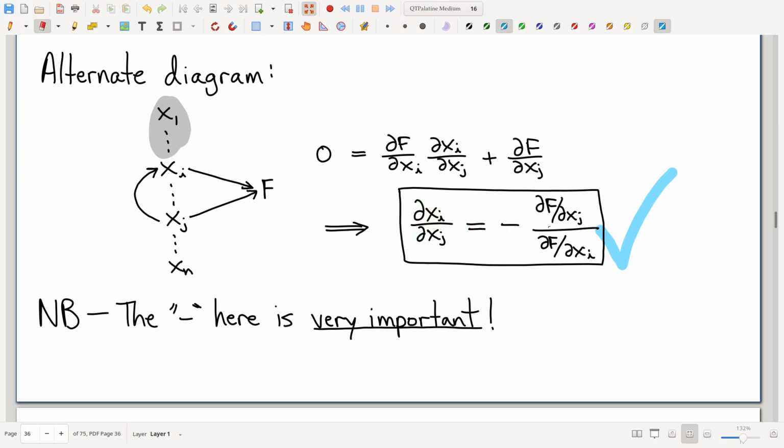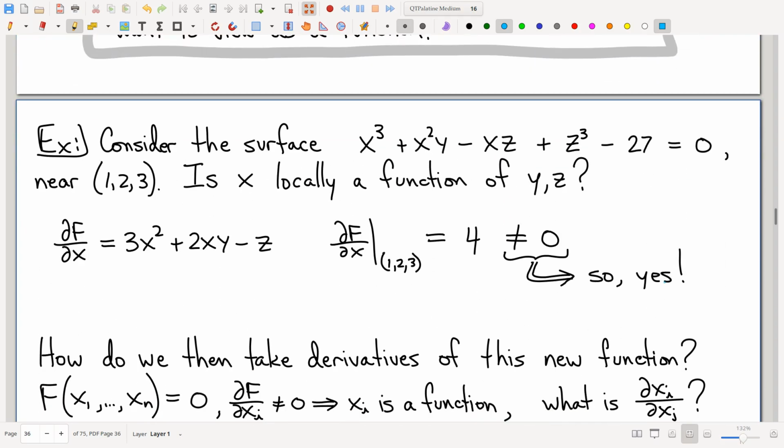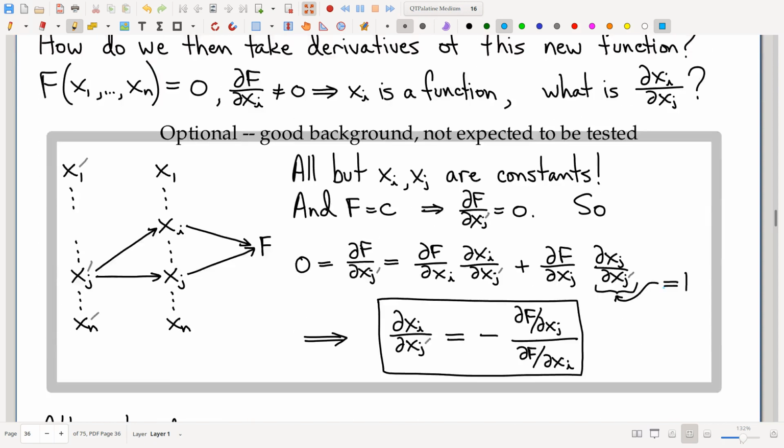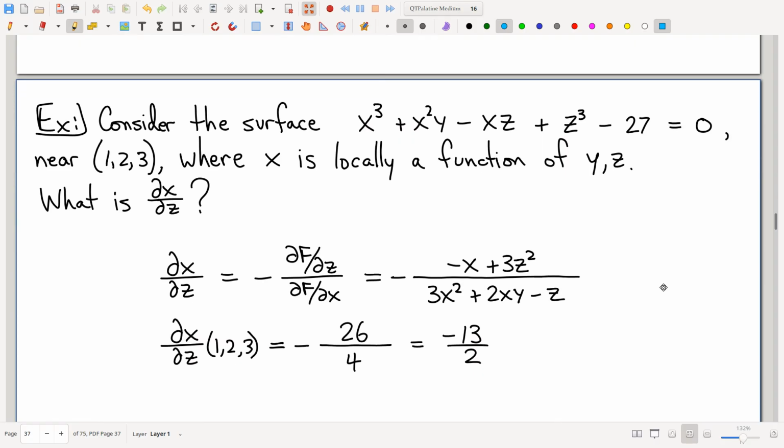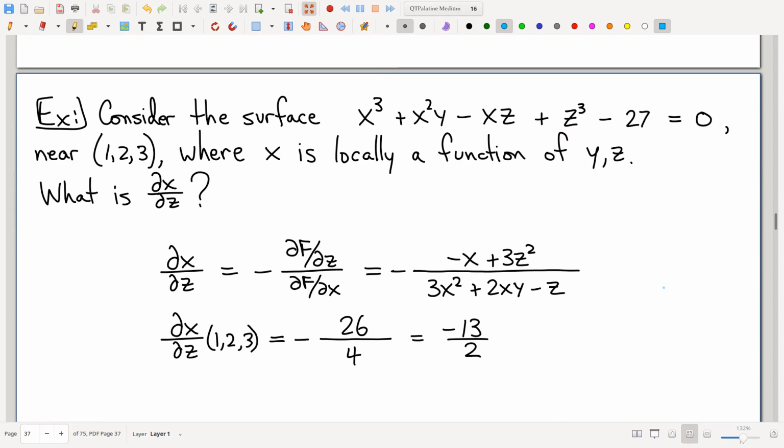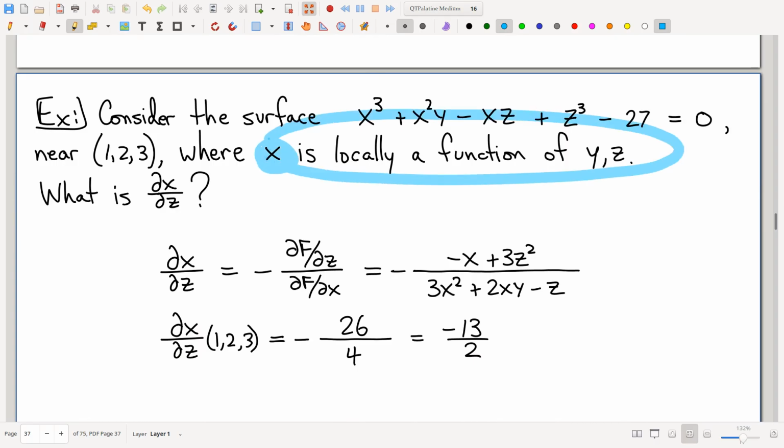All right. Okay, so let's do one. I'm going to take this example. We've already looked at this surface, viewed it as a level set. We've addressed the question of whether x is a function of y and z. In the affirmative, yes it is, at least near that point. And now we're going to ask, okay, fine, since x is locally a function, what's its partial derivative?